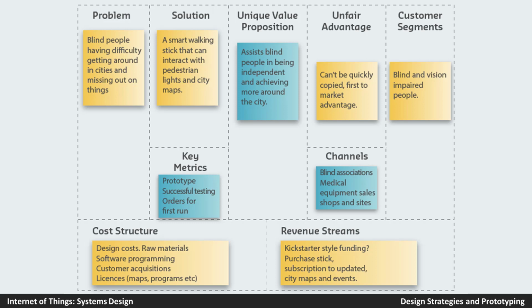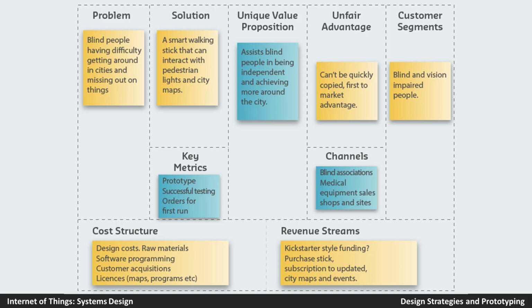And then number 5 is the cost structure and revenue streams. So the cost structure is the design cost, raw material, software programming, customer acquisition, and licensing may be required for maps and other programs. And then the revenue: you could do Kickstarter funding, purchase of a stick and then a subscription model, or you pay for the stick, and then city maps and events and advertising around that could be the revenue streams.